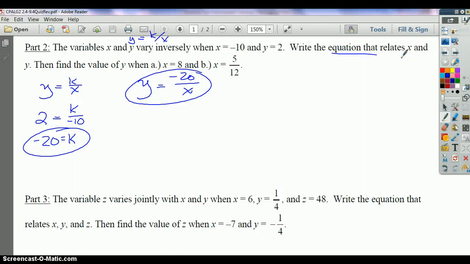Finished with that part. Now let's do A. X is 8, so this is y equals -20 divided by 8. So we know that this is -10 over 4, which is -5 over 2.